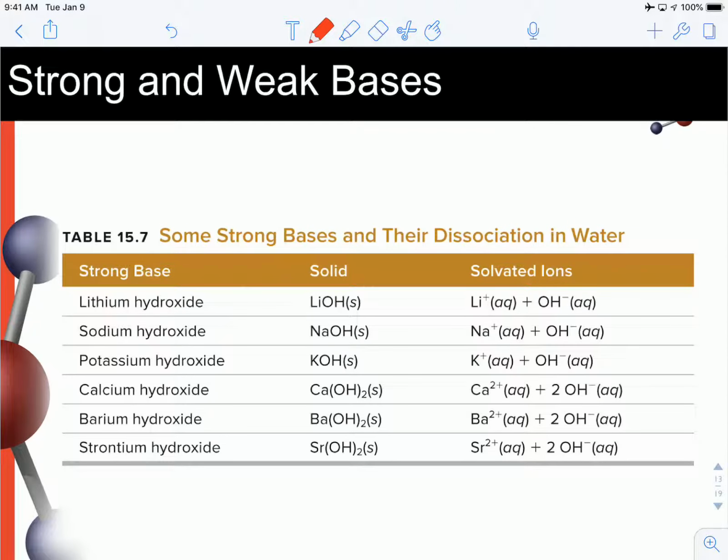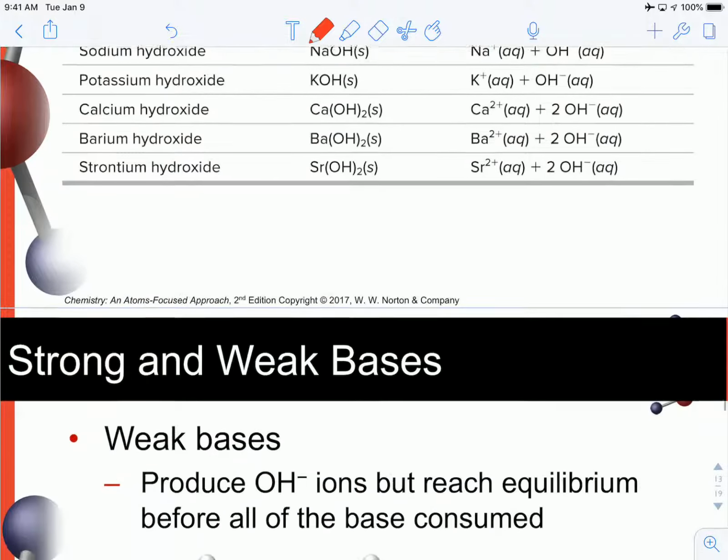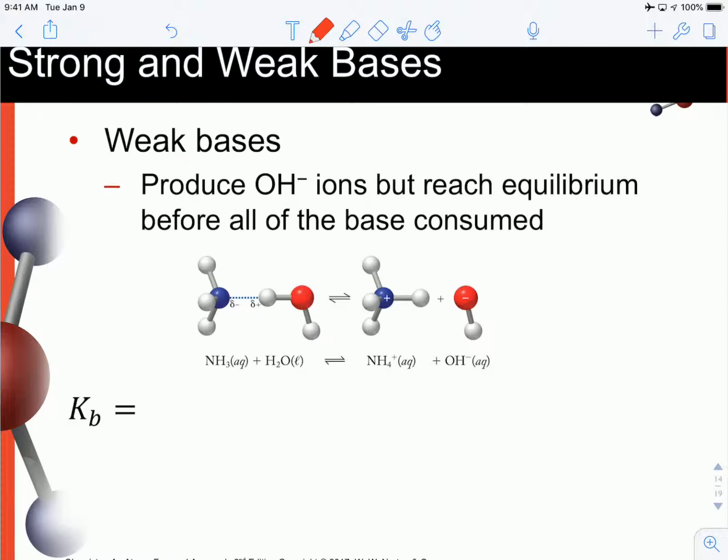These are the strong bases, basically group 1 and group 2 bases. And if you memorize these, then anything else you can treat as a weak base. Weak bases produce hydroxide ions but reach equilibrium before all the base is consumed. That's the idea here. It's going to produce very little of the hydroxide if it's weak, and a lot of it if it's strong.